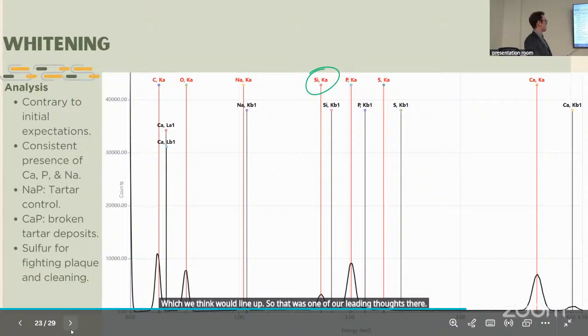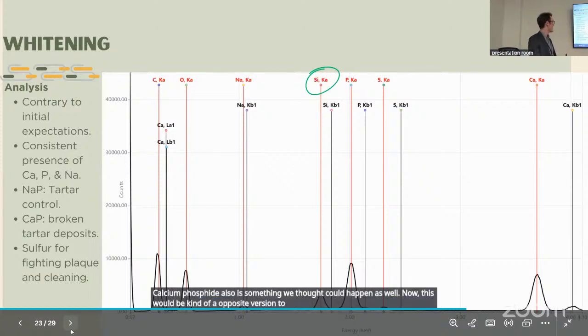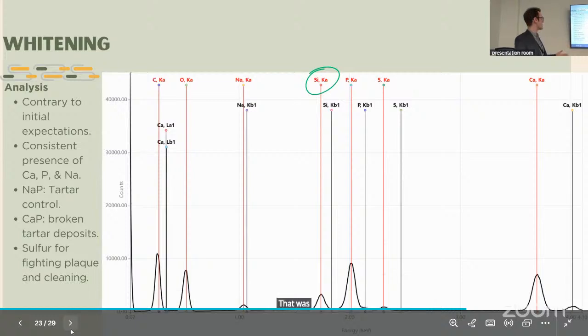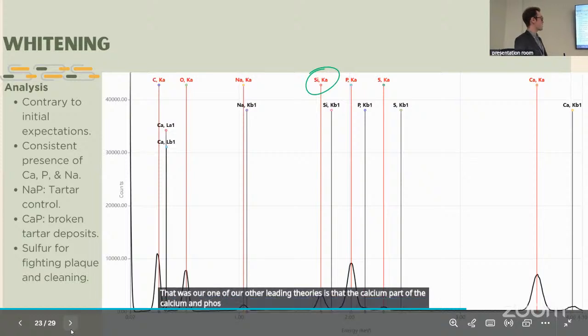Calcium phosphide also is something we thought could be present. This would be kind of an opposite version to sodium phosphide. Calcium phosphide would represent tartar deposits, except these would be broken down after the process of scrubbing the sample with the various toothpastes. So that was one of our other leading theories: that the calcium and phosphorus deposits could be remnants of such compounds that were intact before the experiment occurred, theoretically.